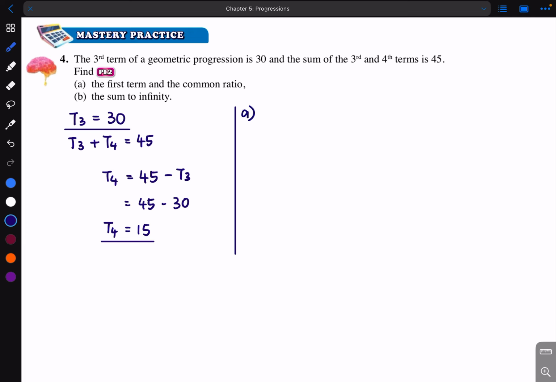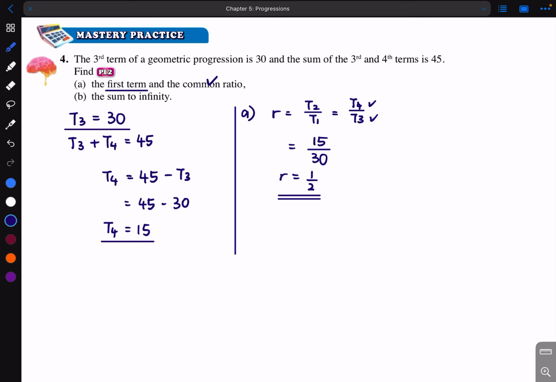So A, they want us to find the first term and common ratio. Okay, we can easily find the common ratio because R is just T2 over T1 or T3 over T2 or T4 over T3 and so on. So since we have T4 and T3, we can use this. T4 is 15, T3 is 30. So common ratio will be 1 over 2. Done.